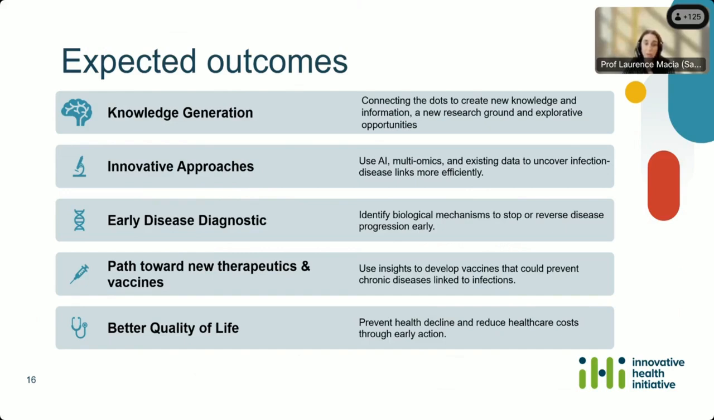We are hoping through new biomarker discovery that potentially we can diagnose disease development earlier, and this is to support a better quality of life. So it's to prevent health decline and reduce healthcare costs through early action. And in the end, in the long term, and not in the scope of this particular project, it's to develop new therapeutics or new vaccines to really prevent or treat the disease.